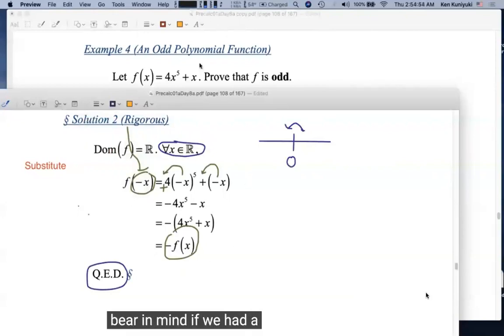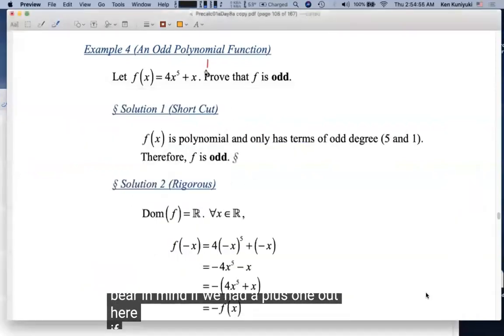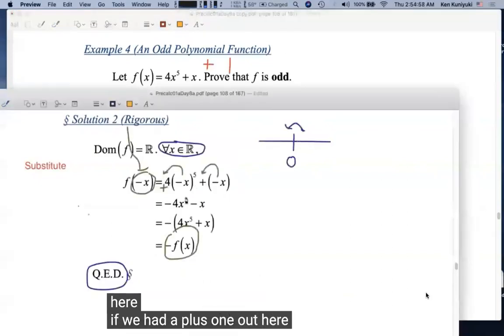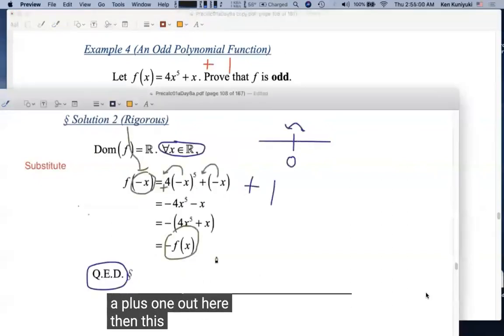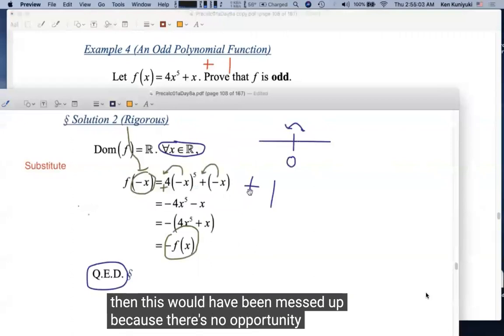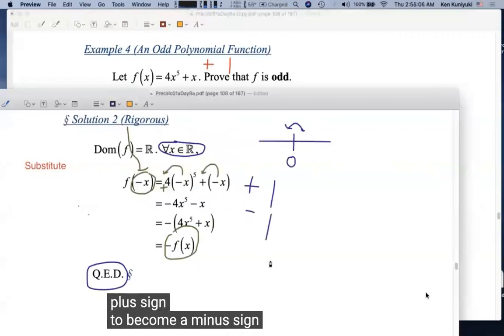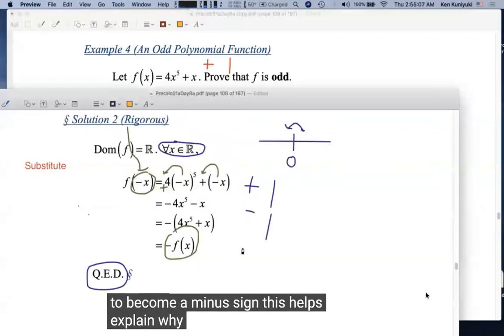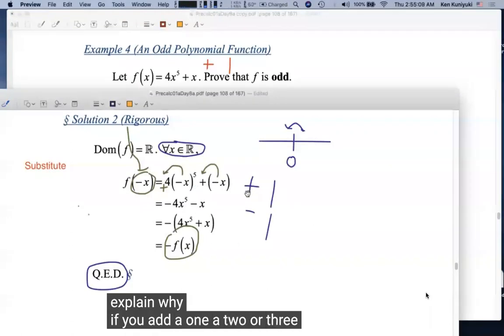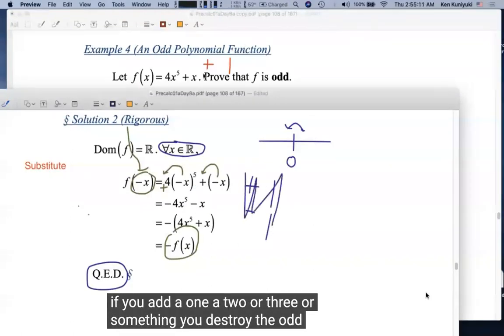Bear in mind, if we had a +1 out here, then this would have been messed up because there's no opportunity for the plus sign to become a minus sign. This helps explain why if you add a 1, a 2, or a 3 or something, you destroy the odd property.